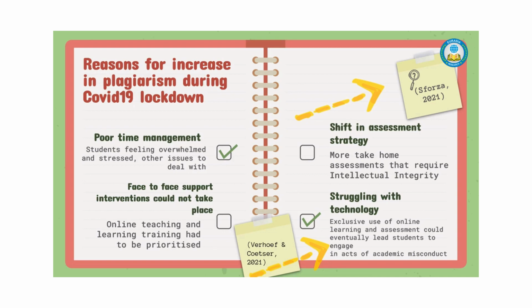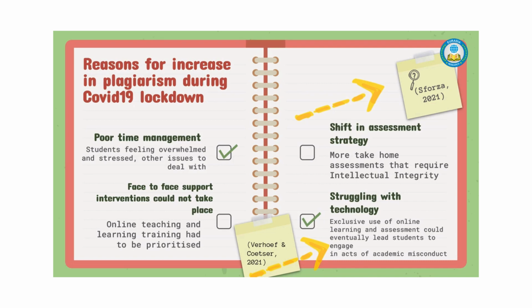During the COVID-19 lockdown, assessment strategies also changed. So instead of writing sit-down tests and examinations with invigilators, students had to complete take-home assessments under no supervision. These assessments, unlike the sit-down ones, require referencing and paraphrasing, and this shift may have caused confusion among students, and this could possibly have led to unintentional academic dishonesty.